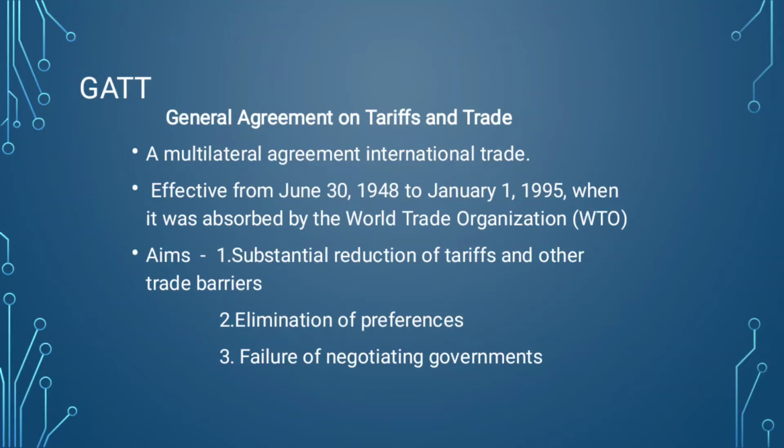Now let us see what is meant by GATT. GATT refers to the General Agreement on Tariffs and Trade. It is a multilateral agreement on international trade. It was effective from June 30, 1948 to January 1, 1995, when it was absorbed by the World Trade Organization. The aims of GATT are a substantial reduction of tariffs and other trade barriers, and elimination of preferences.